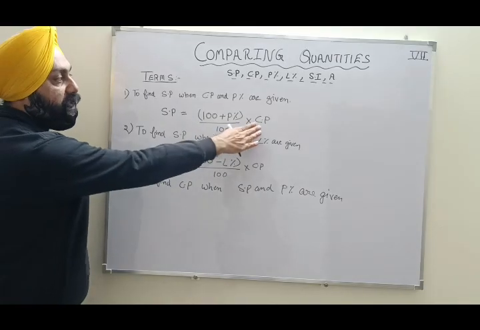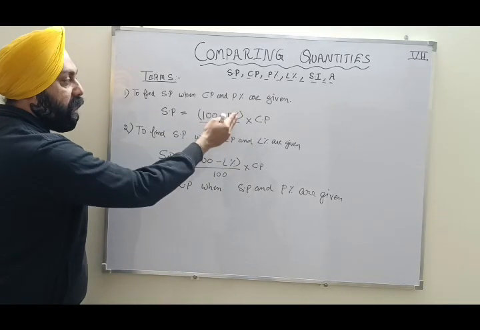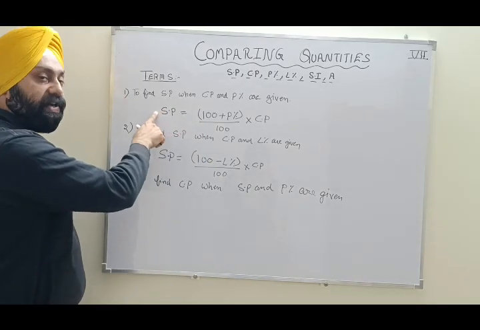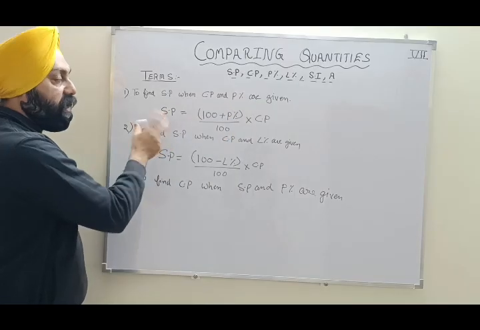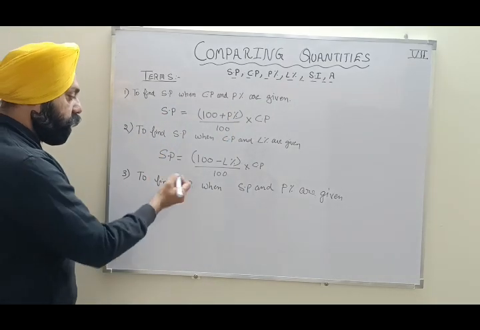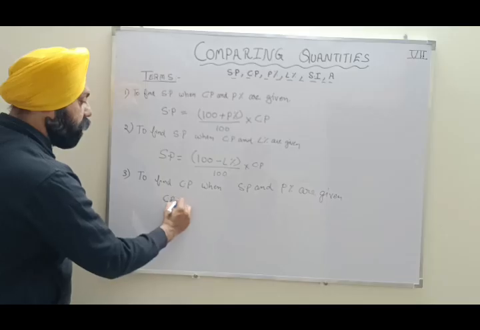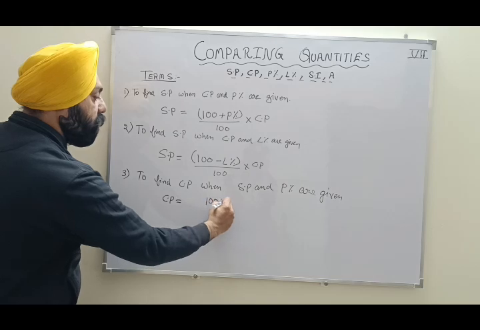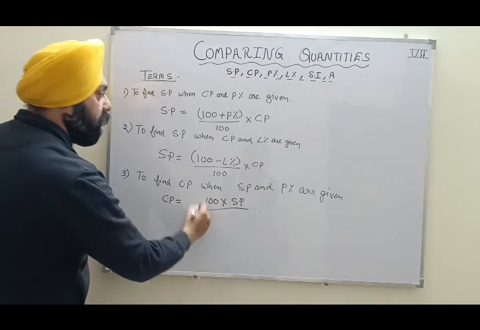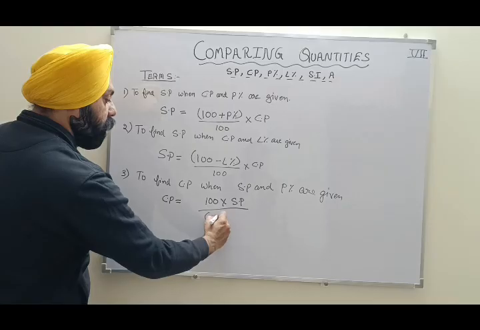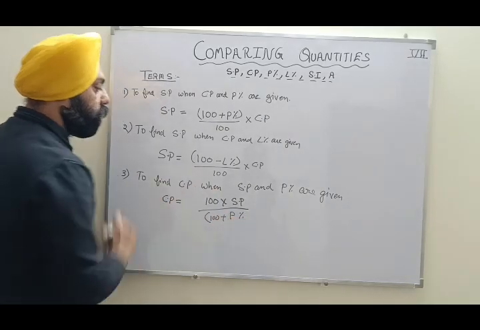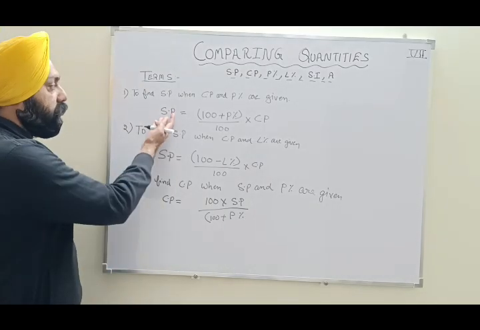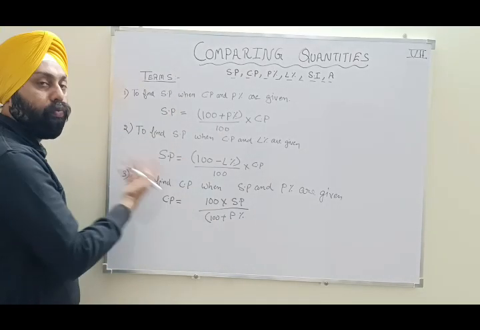So just keep this cost price here in this formula and take everything over there. Whatever is getting divided will get multiplied over there, and whatever was getting multiplied will get divided. That's how we will find the formula for CP. So CP, keep it over here. Now 100 and SP will get multiplied with each other, and 100 plus profit percent will get divided. So this is how we found CP when SP and profit percent are given. From this formula only we can derive the other 2 formulas.